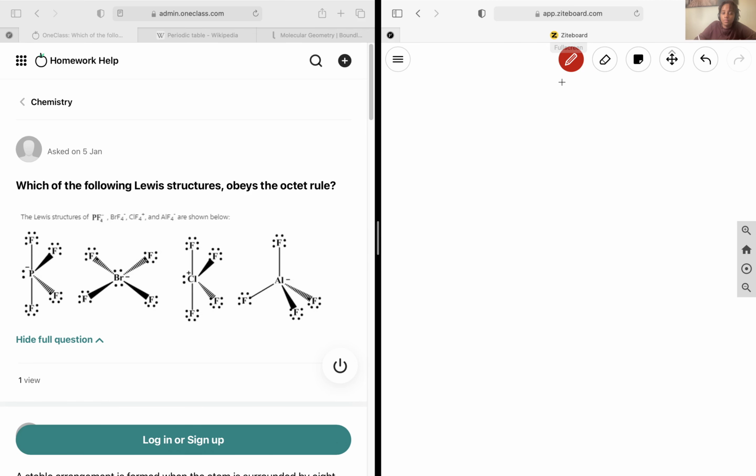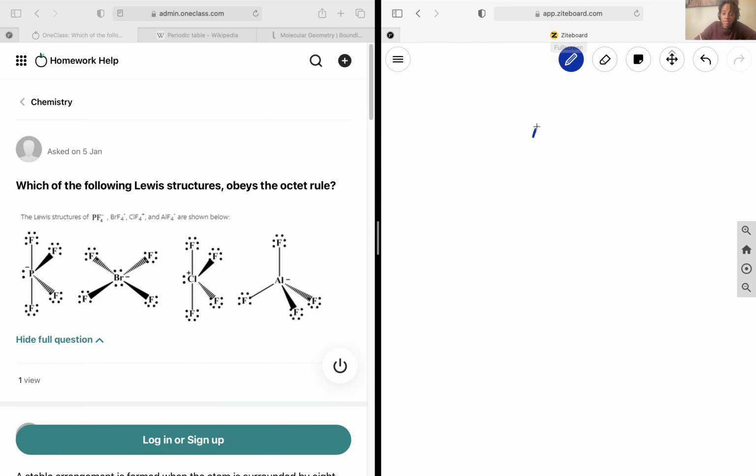Next up, we have Cl that looks practically the exact same as our first example. And so I can already tell it technically would not be following the octet rule. Let's count them out. 2, 4, 6, 8, 10. So I have 10, which is not equal to the 8 needed for an octet. So this is not obeying the octet rule either.